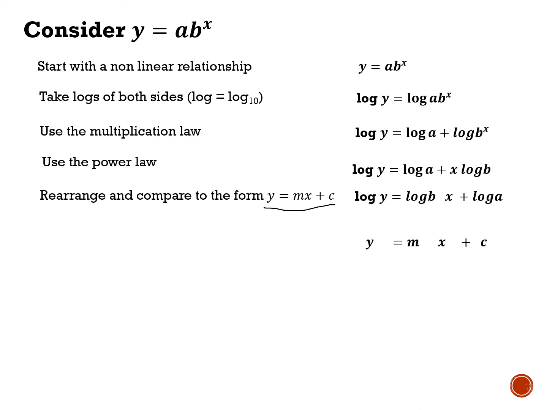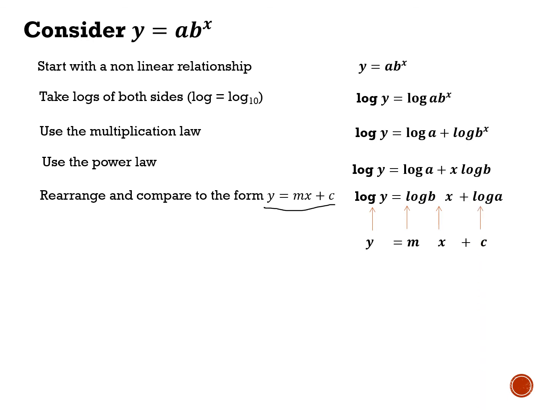Okay, if we have a look at what relates to what, log y again relates to y, so that means on the vertical axis you will plot log y instead of y. This time though, m, or the gradient, is actually represented by log of b. X relates to x, so for this particular type of graph, unlike the previous one where you did log y against log x, for this one you do log y against x.